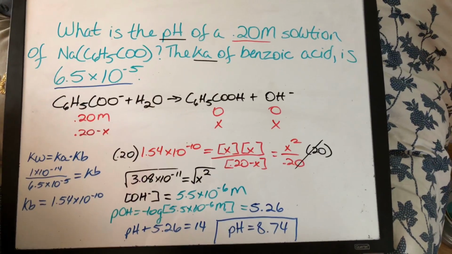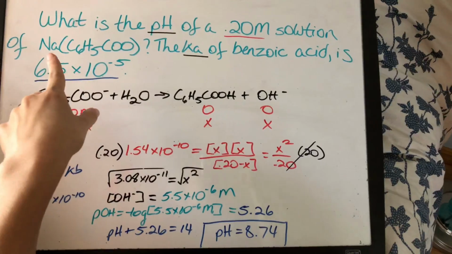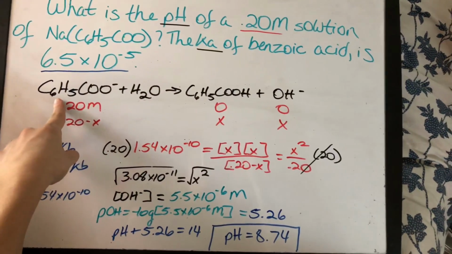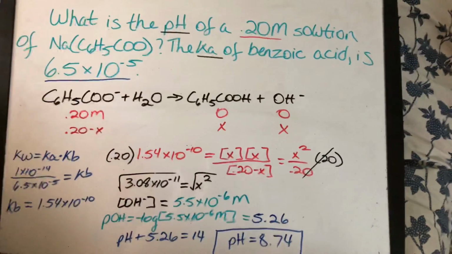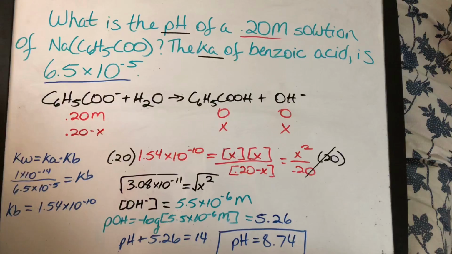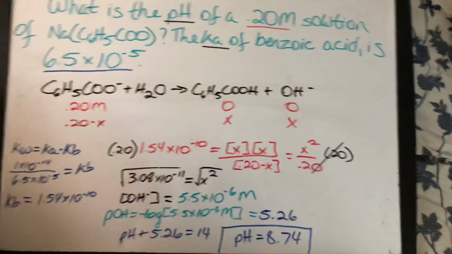So the first thing you're going to do, write out the reaction. We're going to leave out Na because it's kind of spectating, so we're just going to write the benzoate part. So C6H5COO minus plus H2O yields benzoic acid plus OH minus.